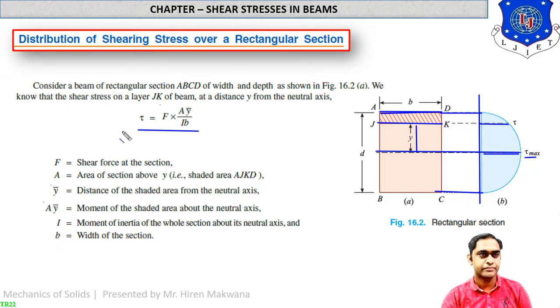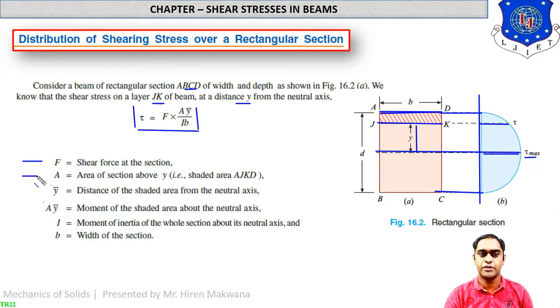How? Let us see. Consider a beam of rectangular section ABCD of width and depth as shown in the figure. We know that the shear stress on a layer JK of the beam at a distance y from the neutral axis is tau is equal to F A y bar upon I b. This is the generalized shear stress equation. In this, what are the different notations? Let us check. F is equal to shear force at the section.